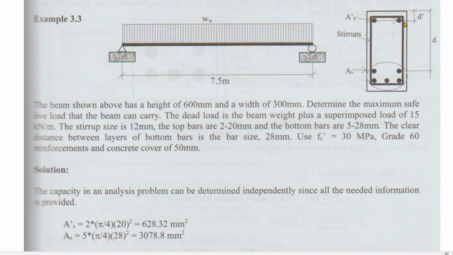Ito yan, which is A prime S. And the bottom bars are 5 pieces na 28 mm. The clear distance between layers of bottom bars is the bar size, 28 mm. Okay, so 5 28 mm yan, tatlo sa baba, tapos napatungan ng dalawang 28 mm din. And then, take note that ang clear distance dyan is 28 mm also. So, use 30 megapascal concrete and grade 60 rebars and concrete cover of 50 mm. Kapag grade 60, gagamit ka dyan ng 414.